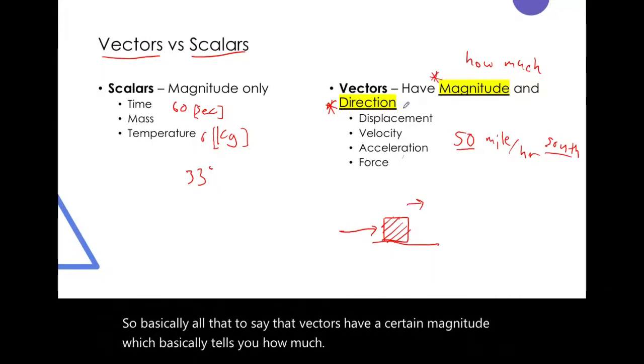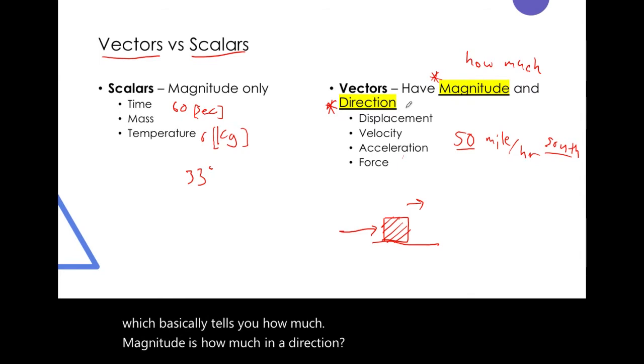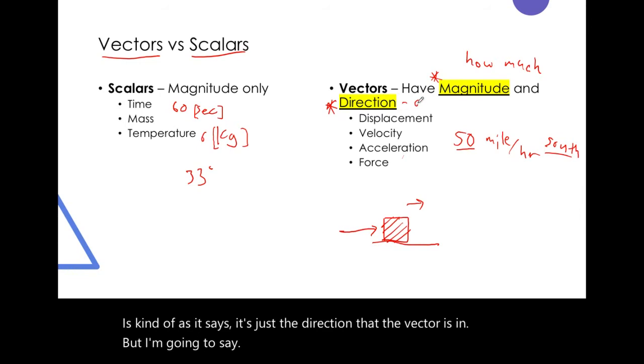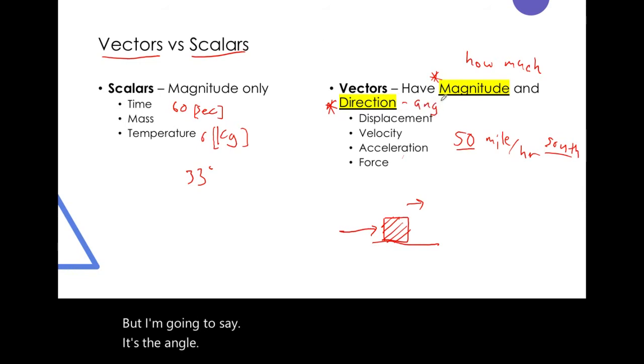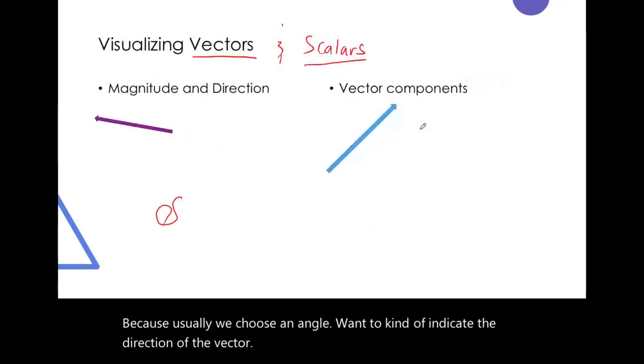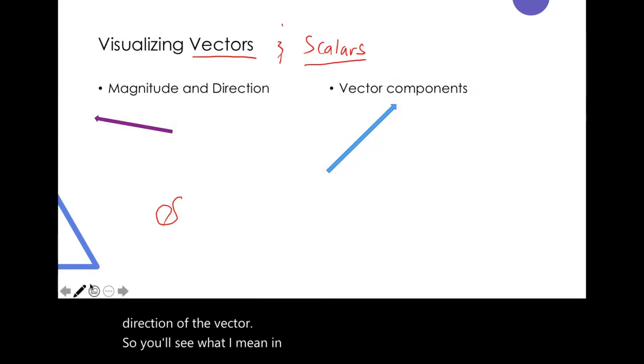Magnitude is basically how much. Direction is, as it says, just the direction that the vector is in. But I'm going to say it's the angle, because usually we use an angle to indicate the direction of the vector. So you'll see what I mean in this slide here.